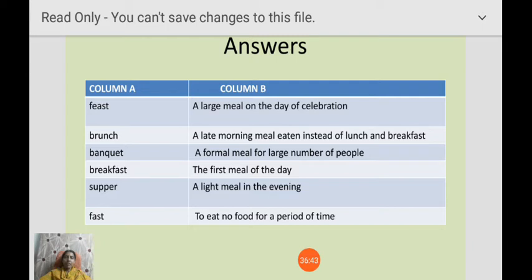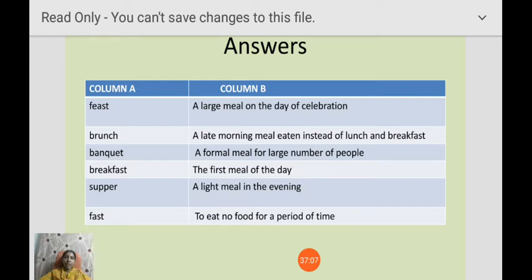Breakfast. This is the first meal of the day. Early morning, early means in the morning. We take some food, so that we call it breakfast. Supper. A light meal in the evening. So the evening meal is called supper. The afternoon meal is called lunch.